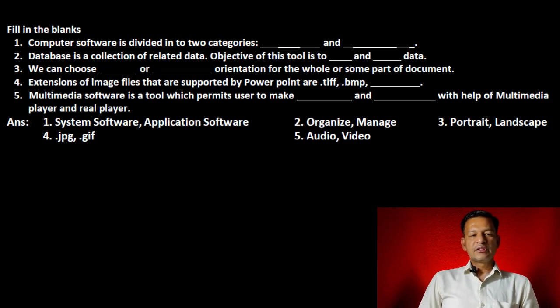Next, we are going to discuss fill in the blanks. First, computer system is divided into two categories, dash and dash. As we all know, there are two types of software, application software and system software. So we have to put in the first blank system software, and in the second, application software.